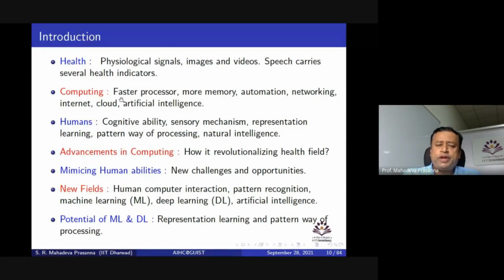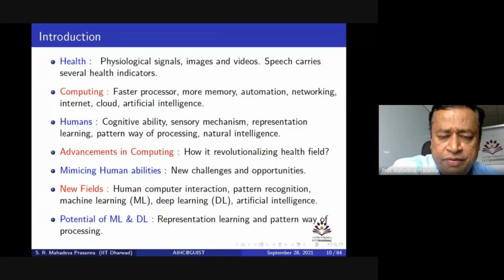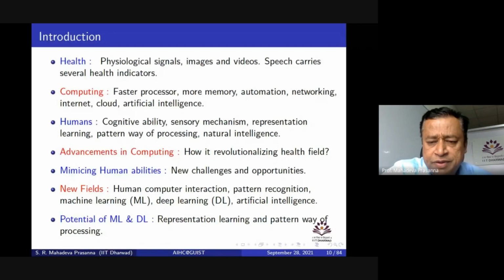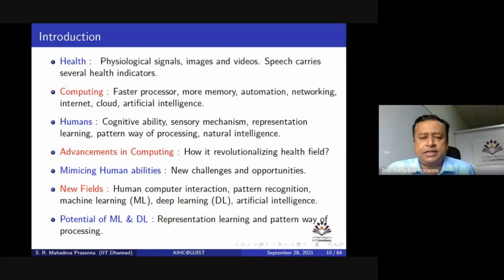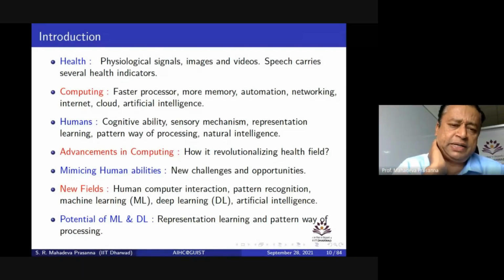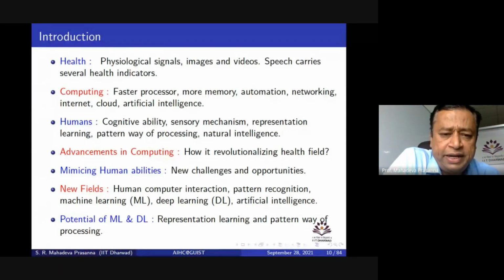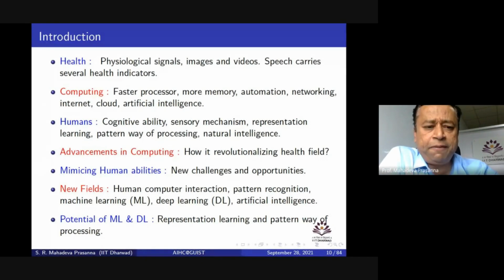Coming to the field of computing, we have faster processors and more memory. We have automation, and the second level of automation with artificial intelligence. All systems are networked, and we have internet and cloud infrastructure available, and the latest trend of artificial intelligence. All these developments in the field of computing can be exploited for making health informatics affordable to everybody.